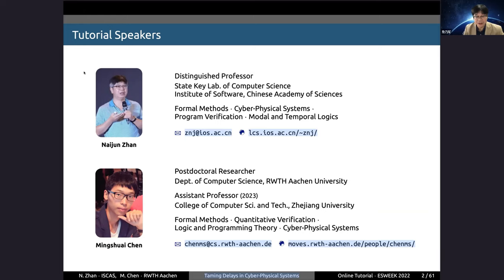Before joining Joost-Pieter Katoen's group, Mingshuai did his PhD with me at the Institute of Software, Chinese Academy of Sciences. Mingshuai mainly focuses on formal methods, quantitative verification, logic, programming theory, and cyber physical systems. Now, I'm a professor at the State Key Laboratory of Computer Science, Institute of Software, Chinese Academy of Sciences, focusing on formal methods, cyber physical systems, program verification, and temporal logics.